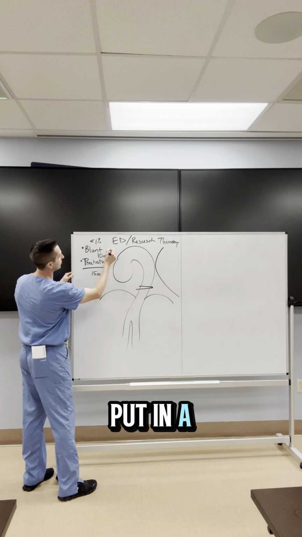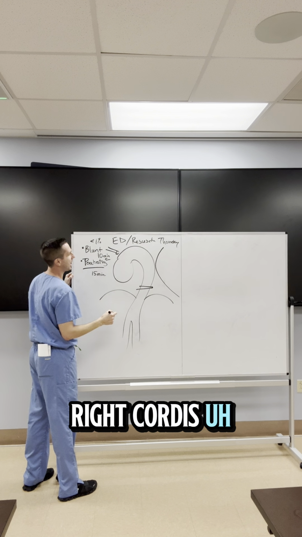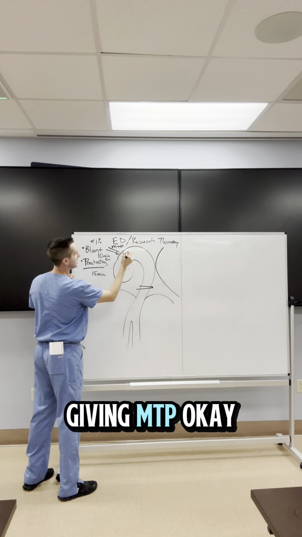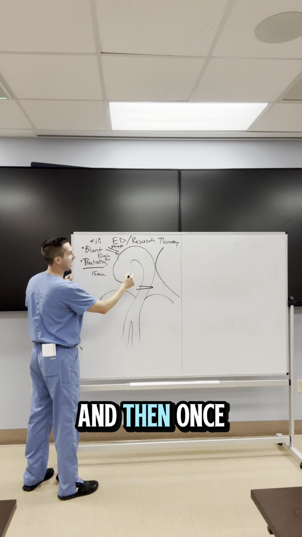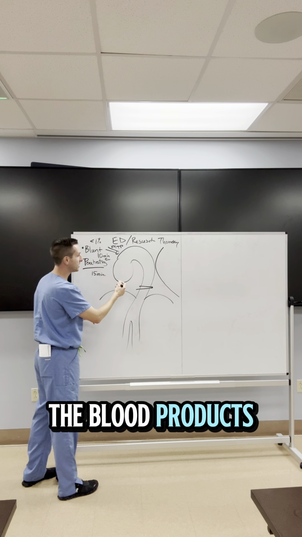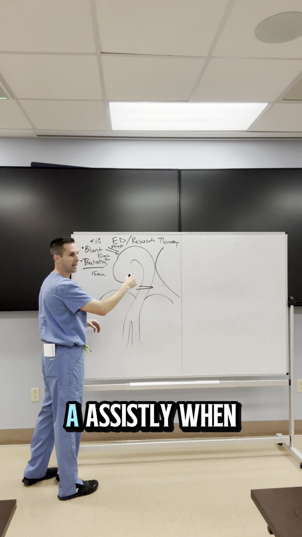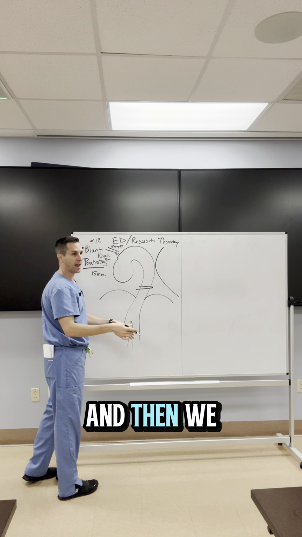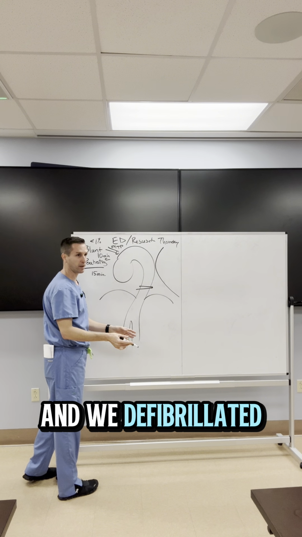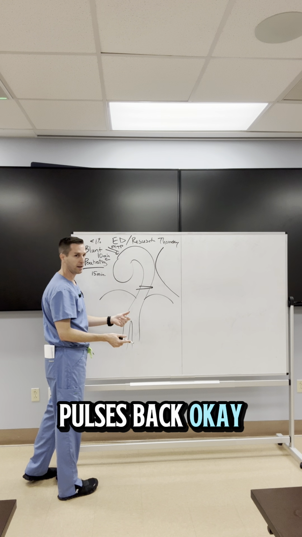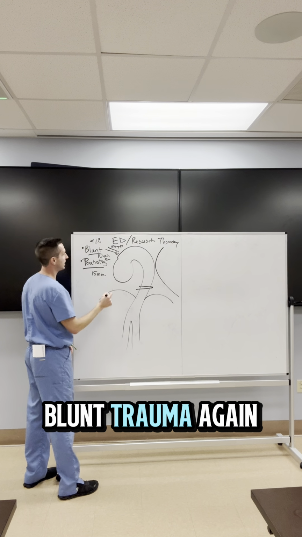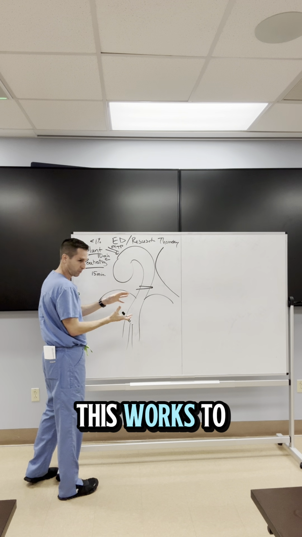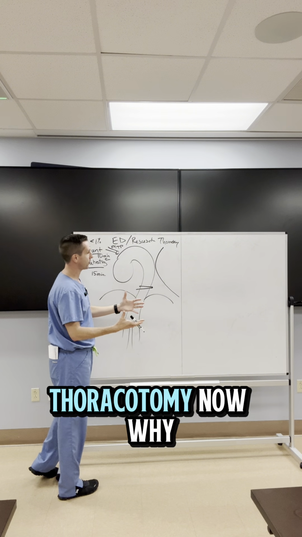So I actually put in a right subclavian Cordis, through which we were giving MTP, okay? And then once we started giving the blood products, the patient went from PEA, asystole when they came in, into VFib, actually, which was kind of interesting. And then we delivered electricity, and we defibrillated them and got pulses back, okay? Blunt trauma, again, 1%. So this works. That's why it's called a resuscitative thoracotomy.